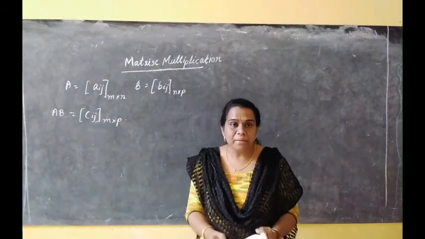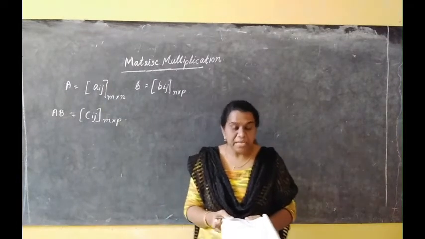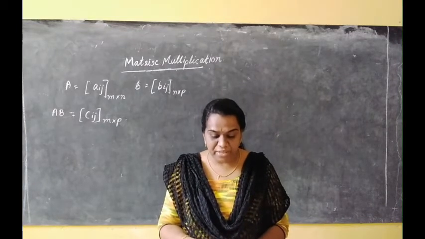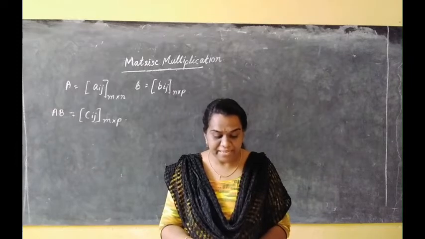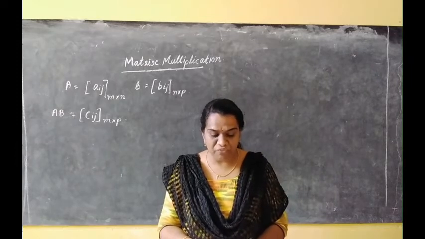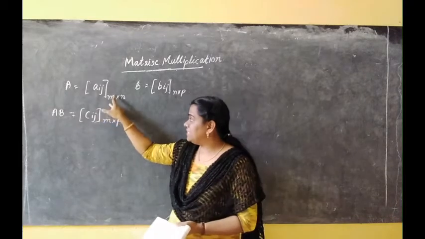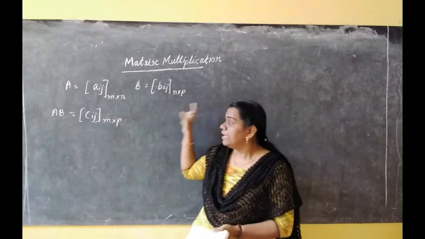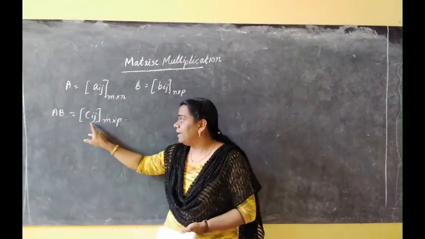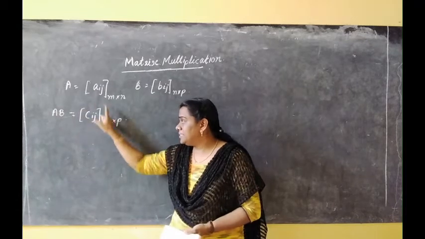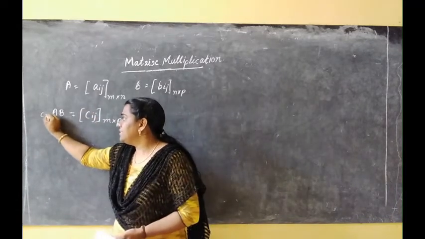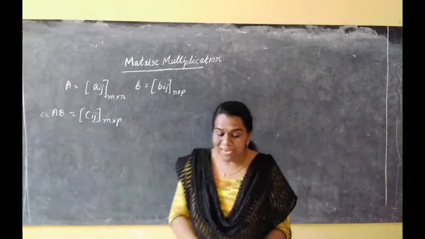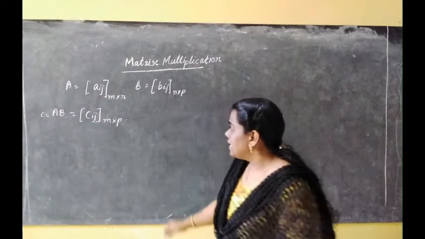So let's come to the definition of matrix multiplication. The product of two matrices A and B is defined if the number of columns of A is equal to the number of rows of B. Let A equal Aij, of order m by n, and B equal Bij, of order n by p. Then the product of the matrices, AB, we can write as AB equal to C, that is matrix Cij. What will be the order? m by p.